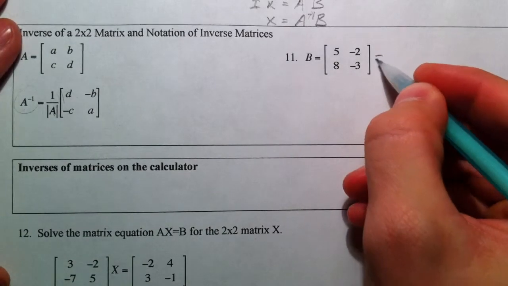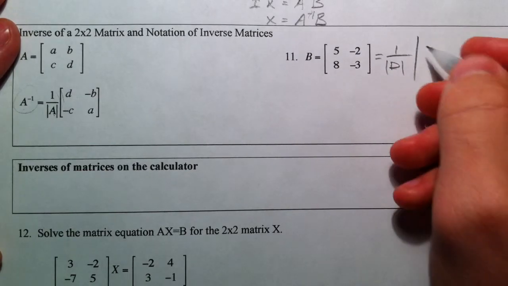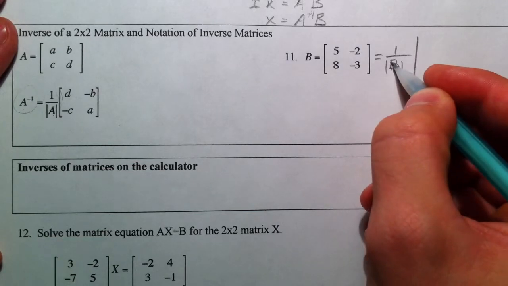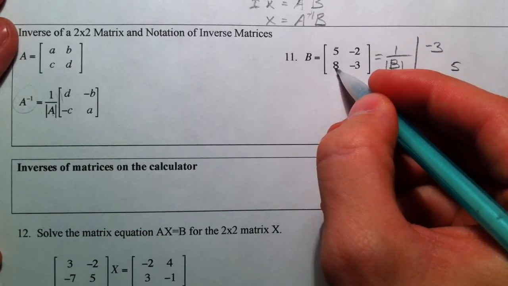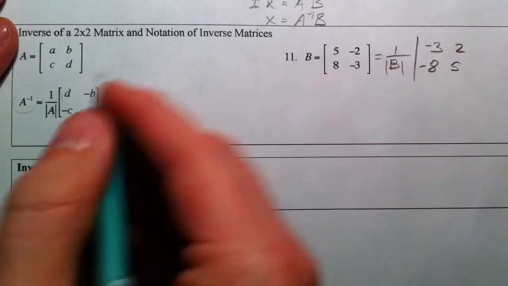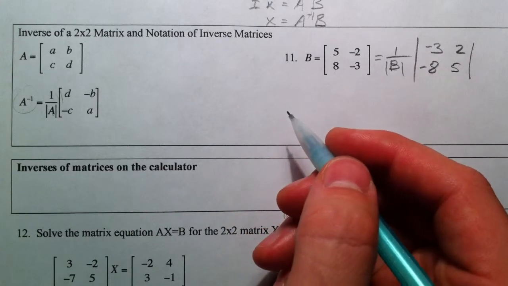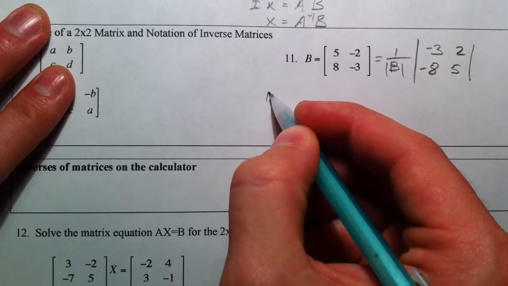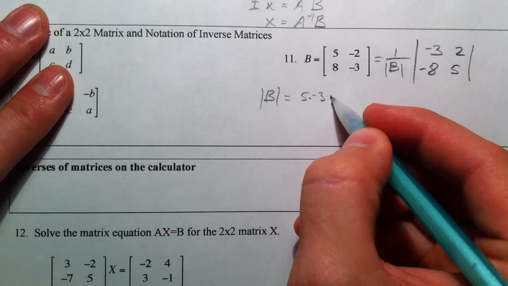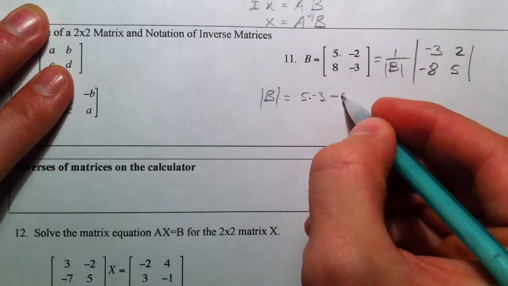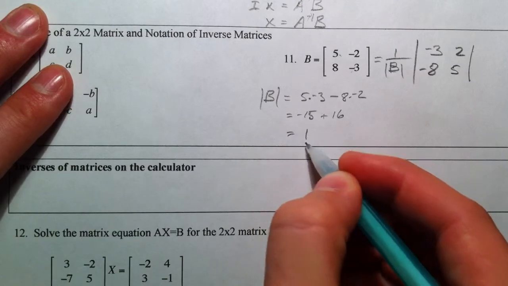So, let's try it. This is going to be 1 divided by the determinant of B, because that's what we're dealing with, times flip-flop the -3 and the 5, and make the 2 positive and make the 8 negative. Opposite of these diagonals. So the determinant of B, that's what we need to figure out next. The determinant of B is 5 times -3. We multiply, check out the last video if you didn't see this one. 5 times -3 minus 8 times -2. So -15 plus 16 equals 1.